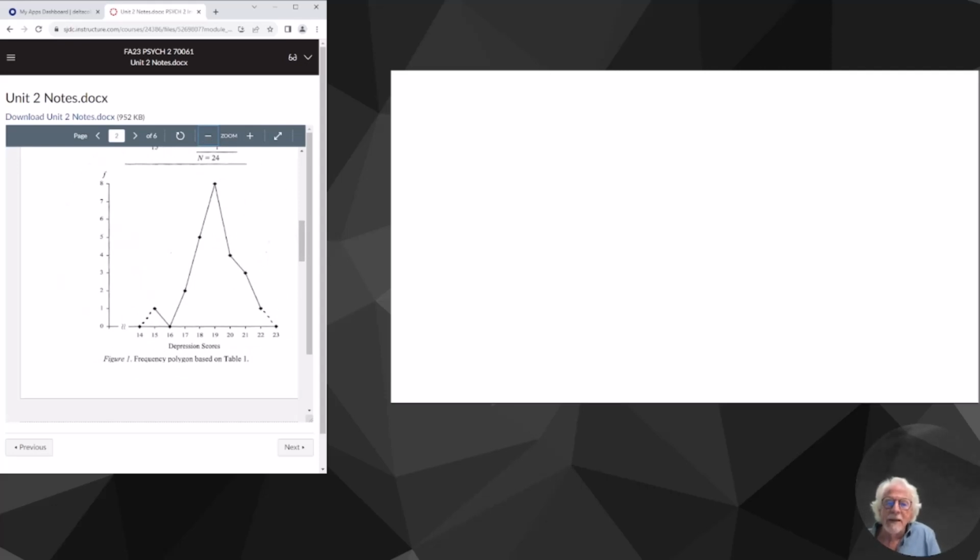And of course you can't read it, but basically the polygon is where I've taken my data and plotted the points where it belongs on the graph. These are my scores across the bottom, and this is the frequency, or how many people made that score. So I have one person that scored a 15 and I put a dot right where the 1 and the 15 coincide. Nobody scored a 16. Two people scored a 17.